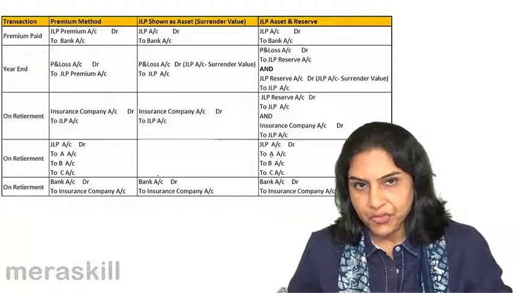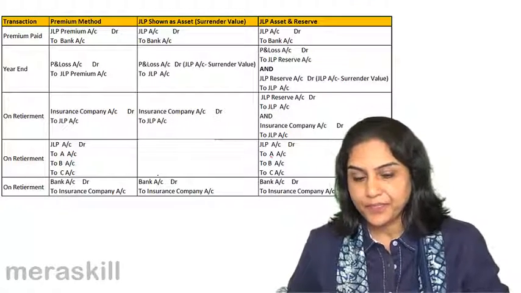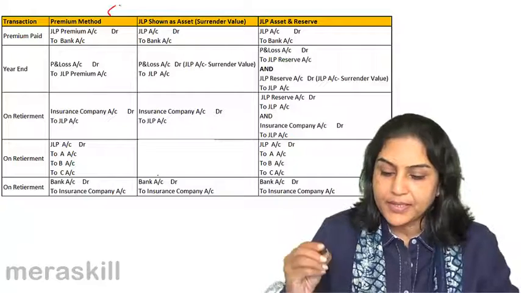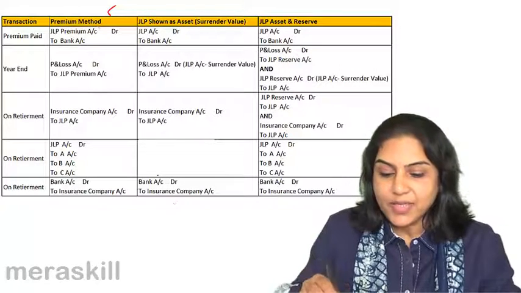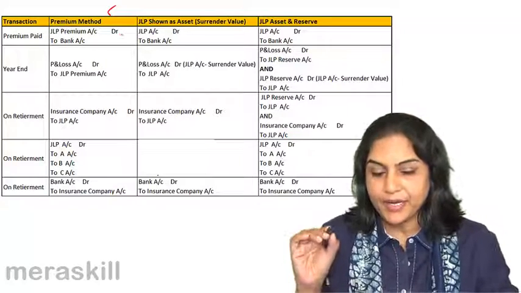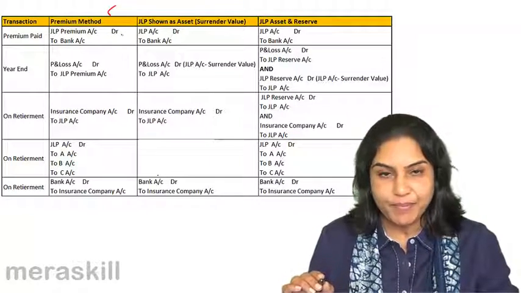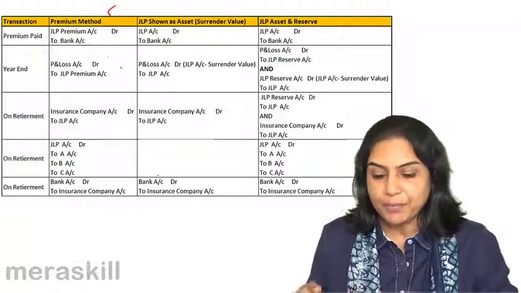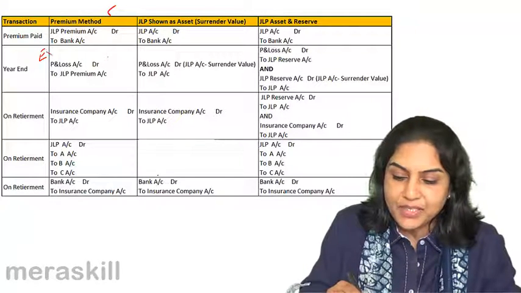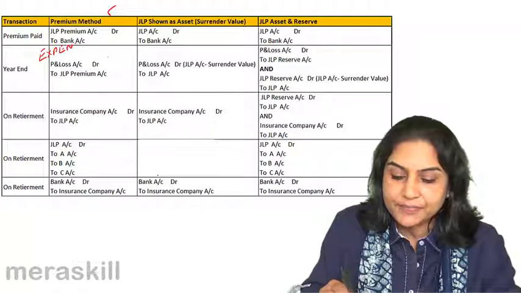A summary of the accounting entries under the premium method. When premium is paid, joint life policy premium account debit to bank. Mind you, premium is being treated as an expense. So at the year end, profit and loss account debit to JLP premium. So this is an expense. It is treated as an expense.